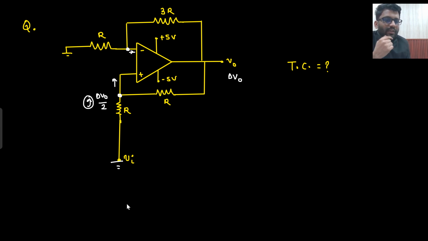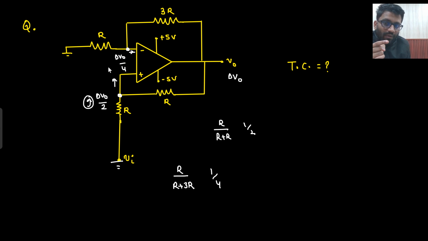Now this node will also increase, but by how much factor? Here I applied the potential division R upon R plus R, which gave 1 by 2. Here also I will apply the potential division R upon R plus 3R. That will be 1 by 4. So this will increase by delta V naught by 4.